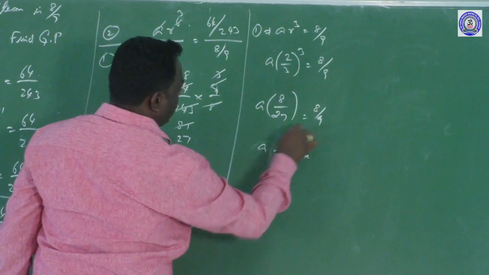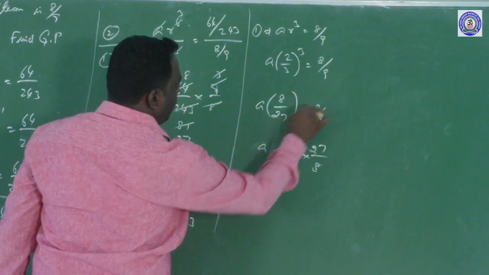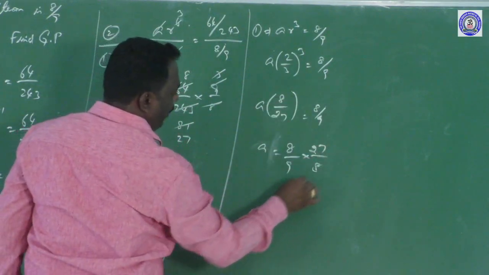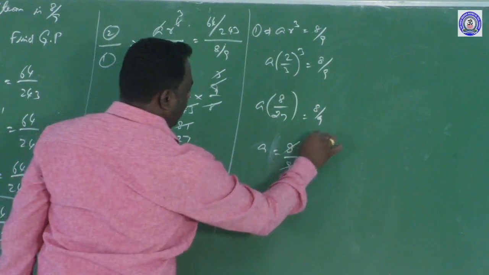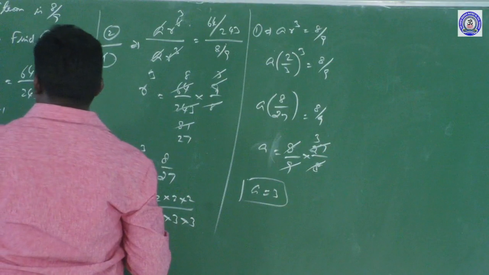Transferring the term to the right hand side, A is equal to 8 by 9 into 27 by 8. So 27 comes in the numerator, 8 comes in the denominator, the 8s are cancelled, cancel it by 3. Therefore A is equal to 3. Now what do we want to find out?